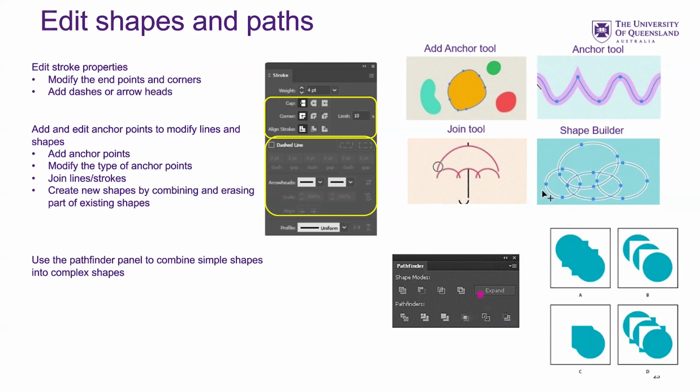So the Pathfinder is a tool panel that, depending on which option you choose here, whether you combine them, subtract them, divide, or whatever, you can take the same group of shapes and combine a range of different complex shapes based on those simple 2D shapes.